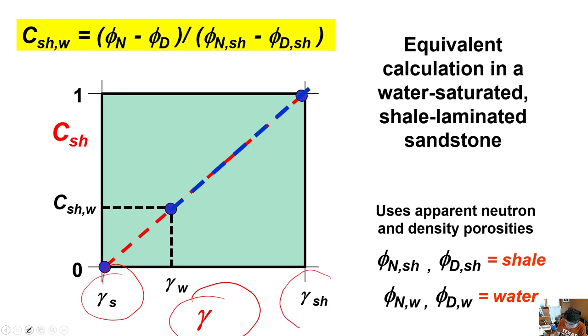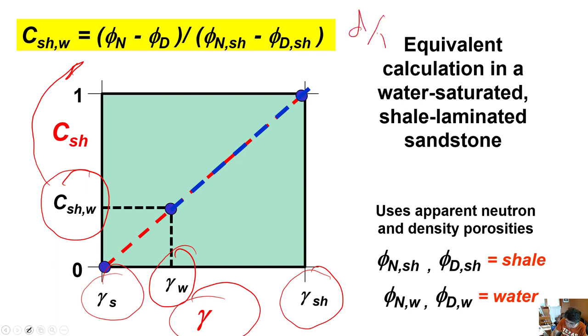Of course, we always have a pure shale, but what happens if I don't have a clean sandstone, but I do have a sandstone saturated with water? Then what I do is I read the gamma ray log in that water saturated rock, and then I calculate the CSH in that water saturated rock using the equation that I just derived, the lowercase d over capital D, and that gives me the 2 points now for the line.